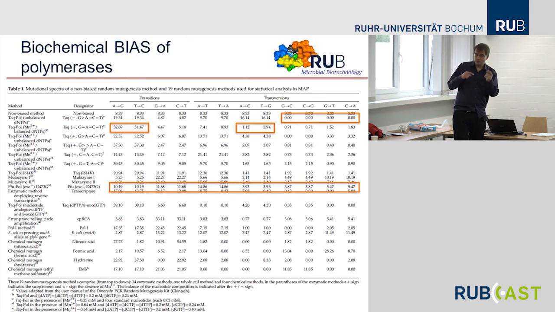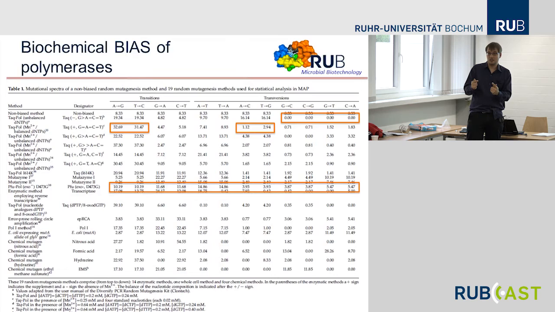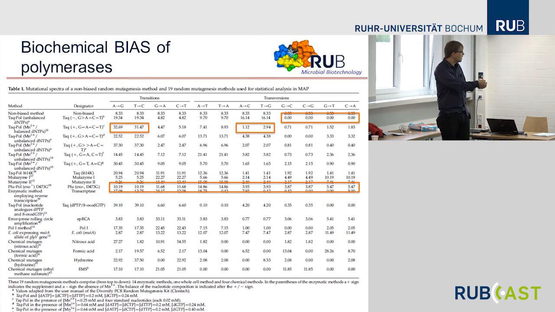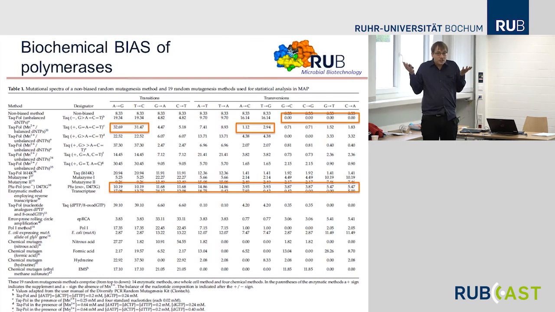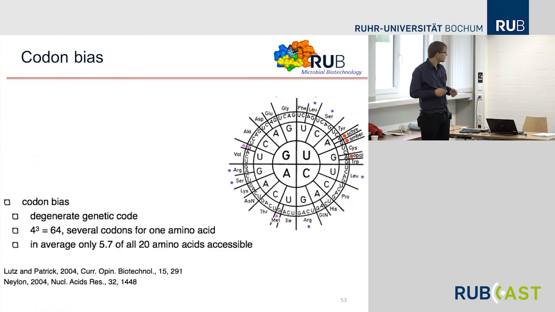So this means if you make an error-prone PCR, you should be very careful about the selection of your polymerase. Because here we get a lot of mutations. Here we will get always the same mutations again and again. And if you screen 50,000 variants, you want to know, do you screen 50,000 different mutations? Or do you screen 50,000 variants and 30,000 are the same? Right? So this is called the biochemical bias. And it's really worth to try out different polymerases and to read about this and check this out before you start screening 50,000 variants.